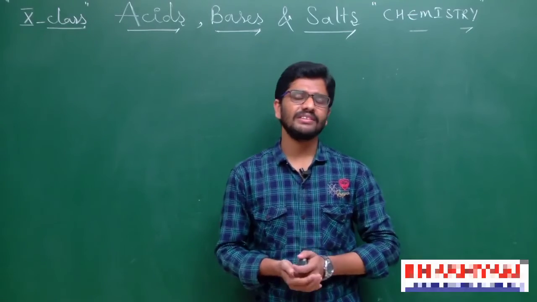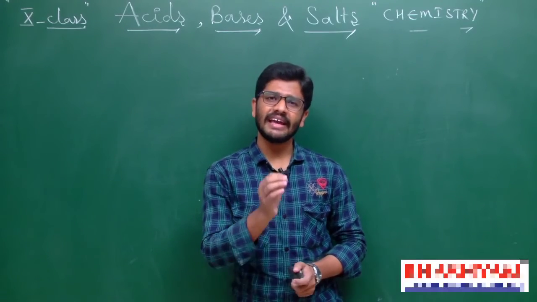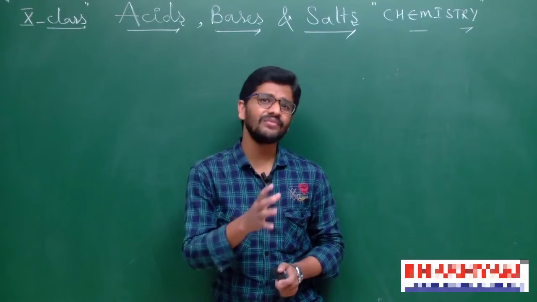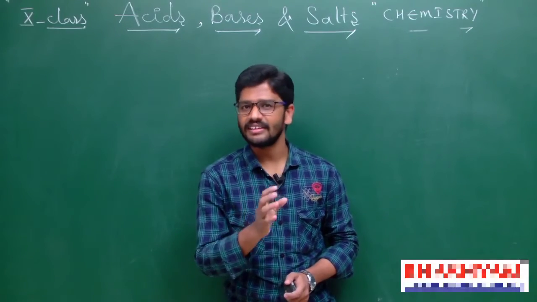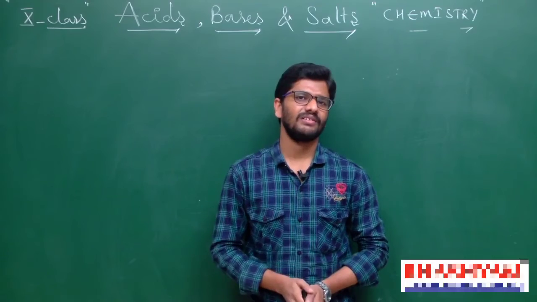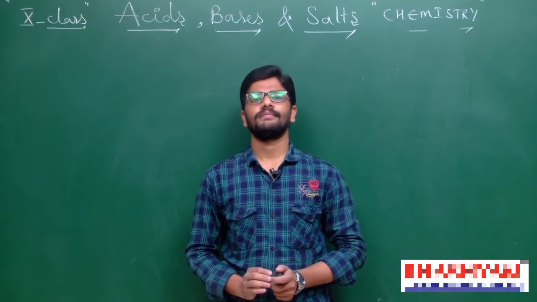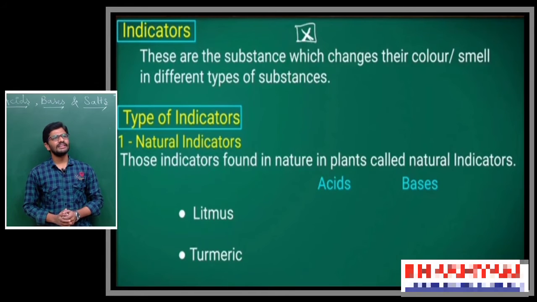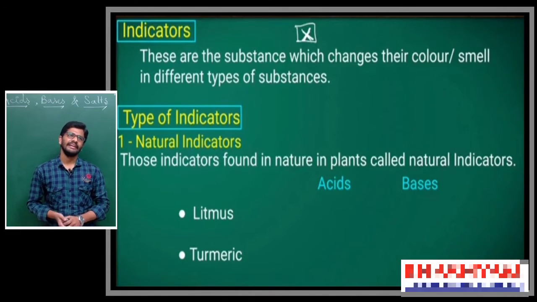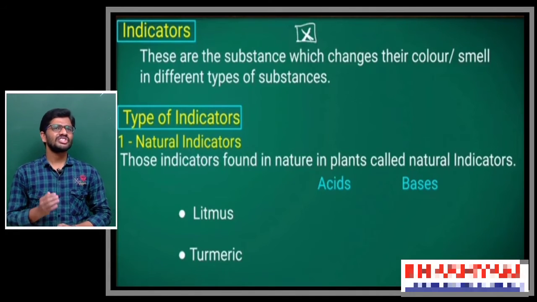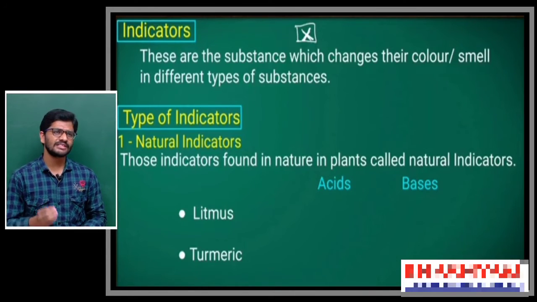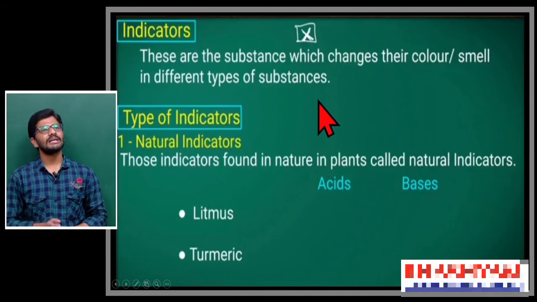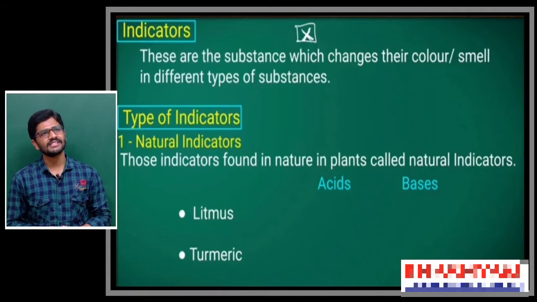Then how can we identify whether a substance is acid or base? Yes, we can identify based on indicators. So what are indicators? Indicators are also substances which change their color or smell in different types of substances. These are the substances used to identify whether a substance is acid or base by using color or smell.